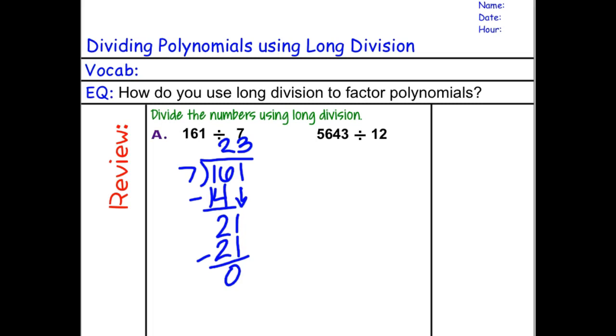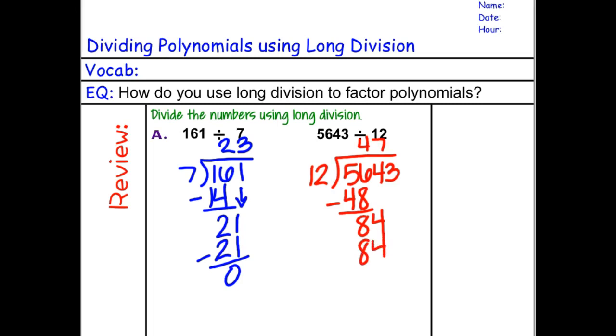So then our second one, when we take our 5,643 and we divide by 12, 12 goes into 56 4 times, that's 48. We subtract, we get 8 left over, we get 84. 12 goes into 84 7 times, which comes out to 84 exactly. We minus, get 0, we drop down the 3.